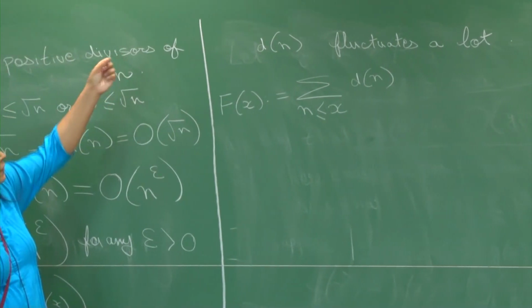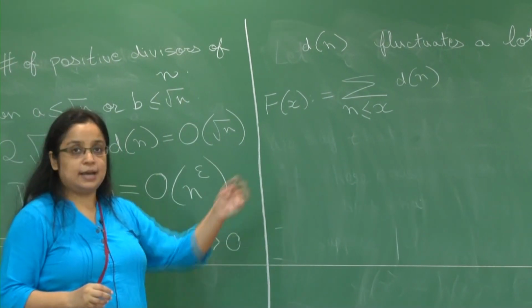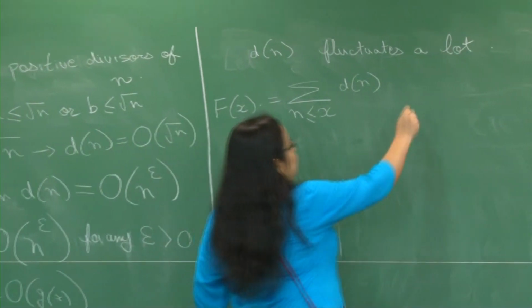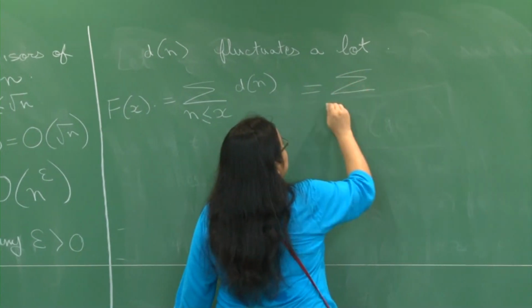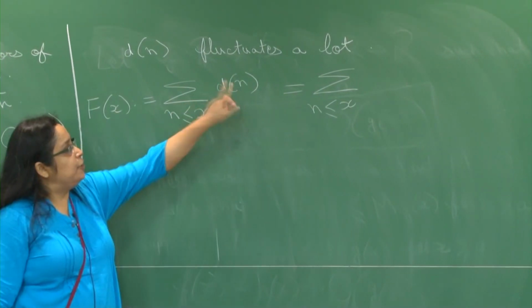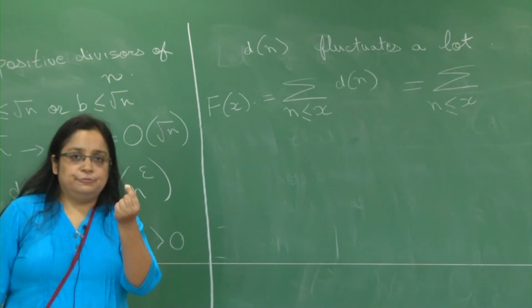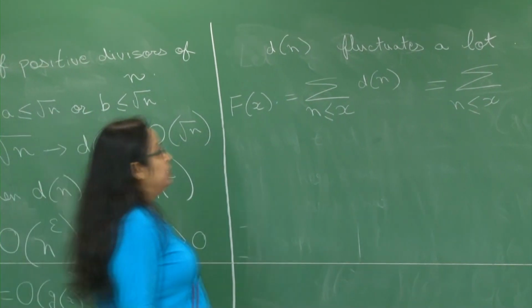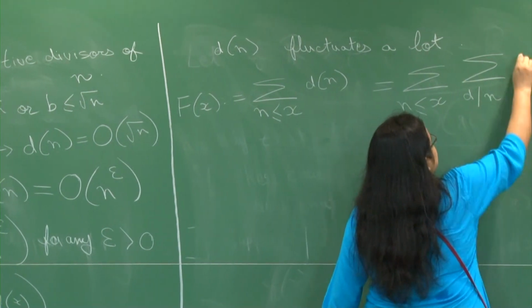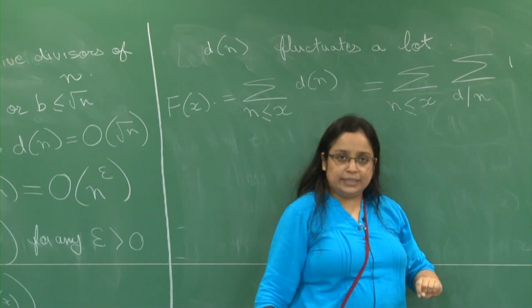So, while the divisor function itself fluctuates a lot, we want to know how the sum of the divisor function for all the natural numbers up to x behaves. So, what you do is you write this as summation n going up to x, and the inner sum is d of n. That means for any divisor of n, you can choose the value 1 and sum this up over all the divisors. So, we take all possible divisors of n, and to each divisor we attach the weight 1.